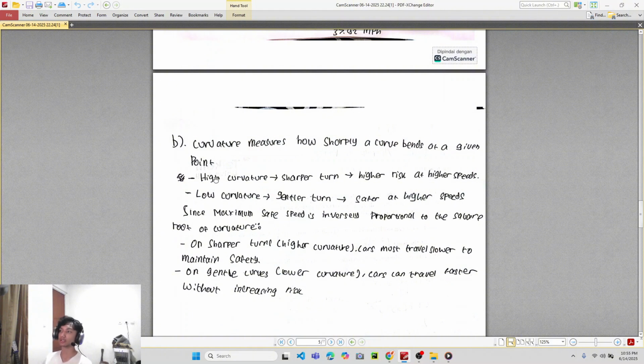So the curvature measures how sharply a curve bends at a given point. High curvature means a sharper turn and higher risk at higher speeds, and low curvature means a gentle turn and safer at higher speeds. Since the maximum safe speed is inversely proportional to the square root of curvature, on sharper turns with higher curvature, cars must travel slower to maintain safety, and on gentle curves, or lower curvatures, cars can travel faster without increasing risk.